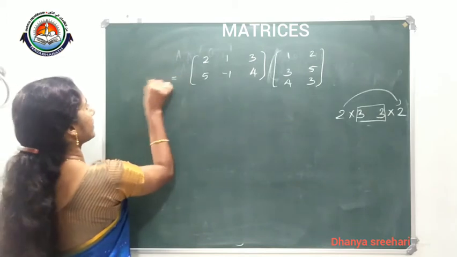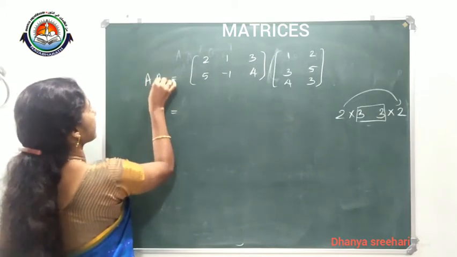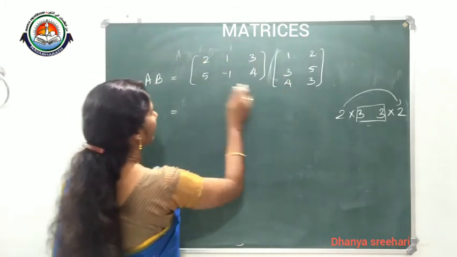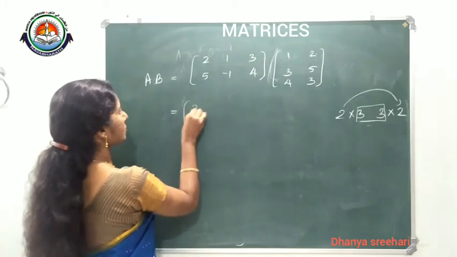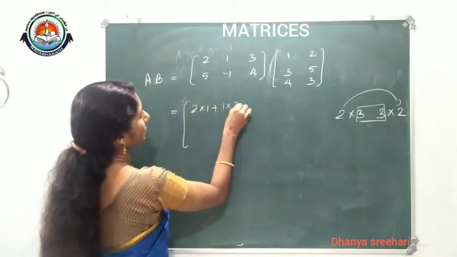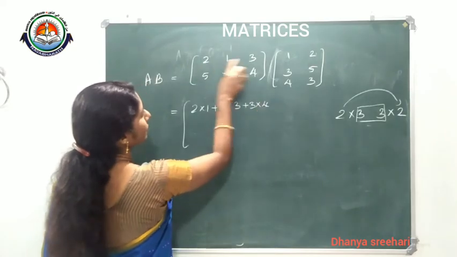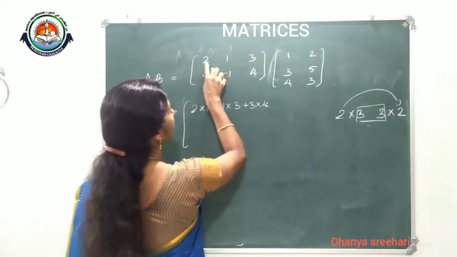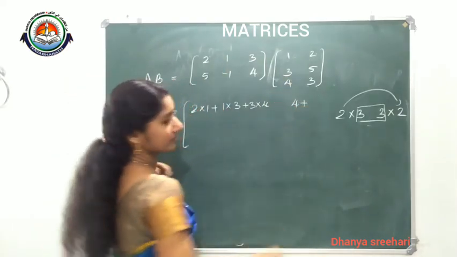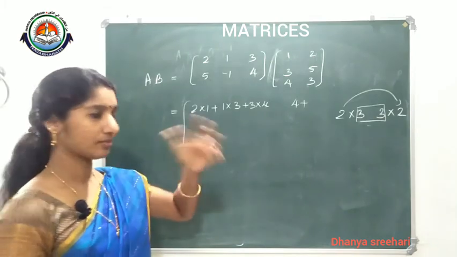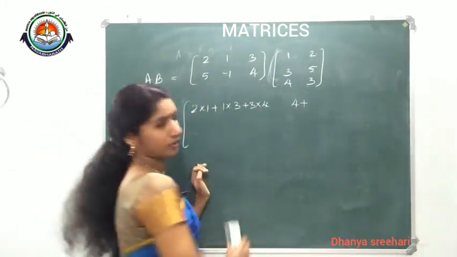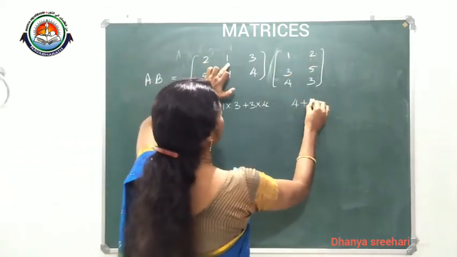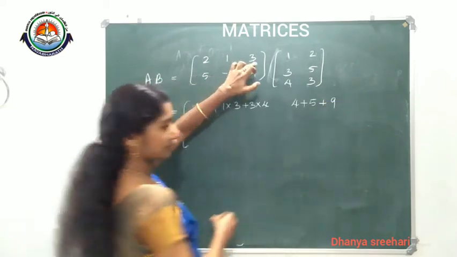Okay, we can do its product, suppose it is AB. To get the first element, take the first row with the first column: 2 into 1, plus 1 into 3, plus 3 into 4. To get the second element, 2 into 2, which we can write as 4, plus 1 into 5, plus 3 into 3. Find the products and write them; no need to write full steps, you can simplify the calculation. 2 twos are 4, plus 5, plus 9.